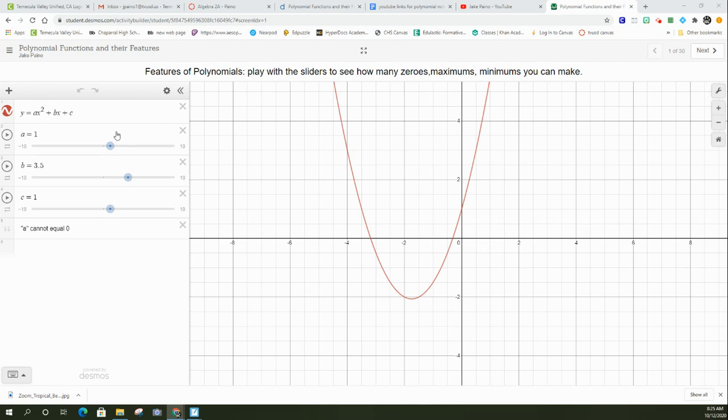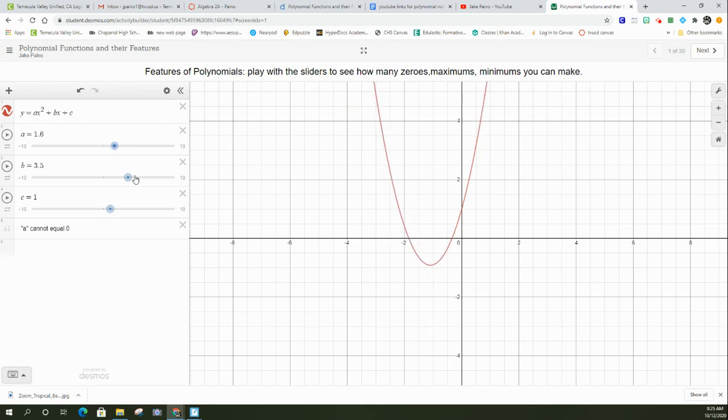We mess around with this. We want to play with the sliders here to see how many zeros we can make, how many maxes and mins we can make. And a little side note here, a cannot be 0. Because if a is 0, it's no longer a degree of 2, because that whole term is gone. So a cannot be 0.